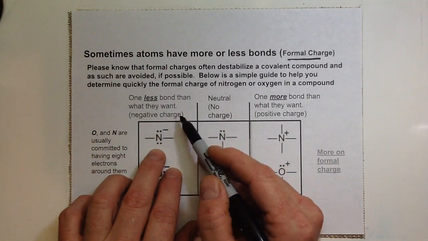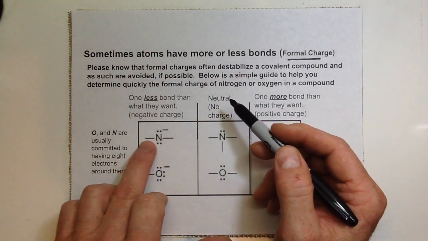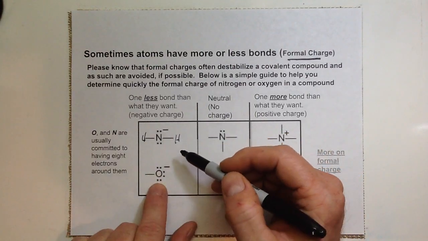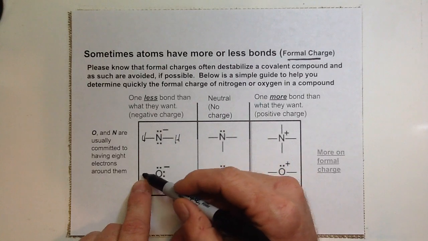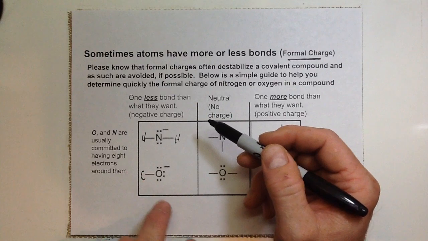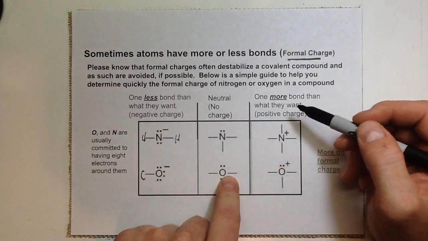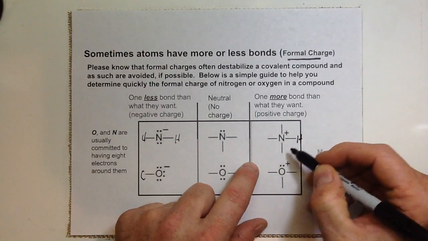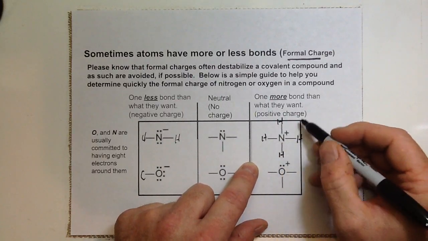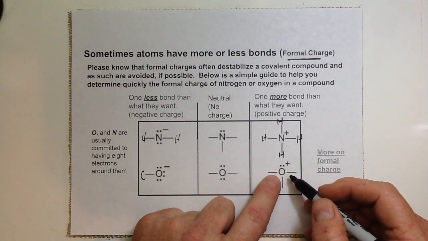If you have 1 less bond than what they typically want, they're negative charged. So N likes to have 3 bonds. So if it only has 2 off of it, let's say these are to hydrogens or something, then it has a negative charge. An oxygen, if it only has 1 bond off of it, let's say a carbon was sitting right there, then it would have a negative charge. So 1 less, it's negative. Of course, if it has the 3 bonds it wants, it's neutral. 2 bonds, it's neutral. If it has 1 more, let's say this is an ammonium ion, it has hydrogen sitting here, it doesn't really matter, it's just 4 bonds off of nitrogen, then it's going to be a positive charge. And again, oxygen, if it has 1, 2, 3 bonds off of it, it'll be positive charge.